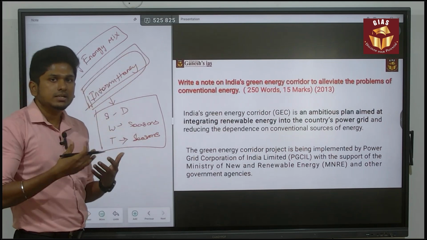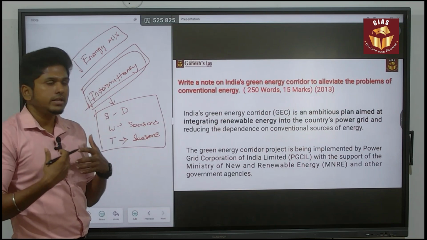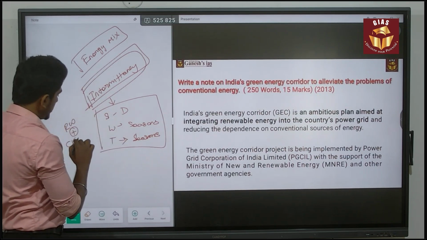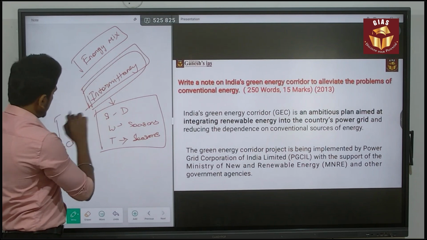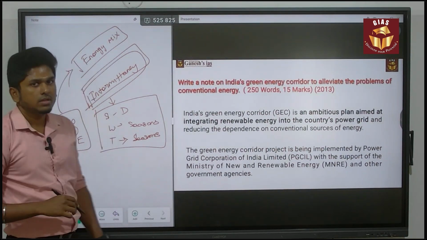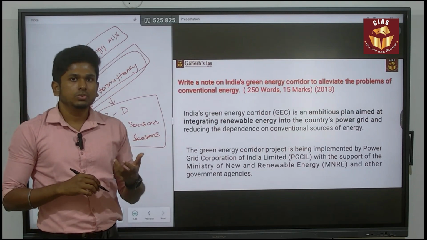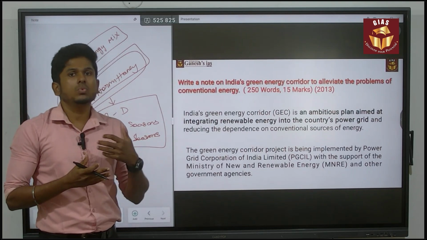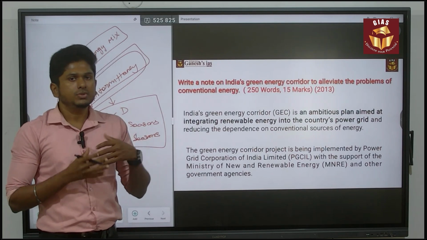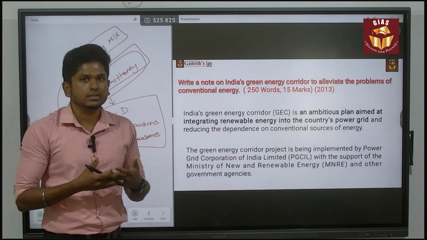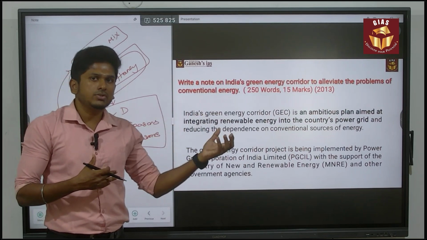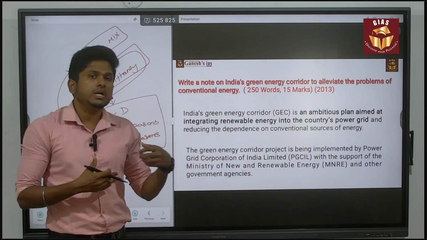So in that scenario, we need to integrate renewable energy with conventional energy sources. That is called the energy mix. That is the major issue. And also there is a fluctuation in the voltages. That is also a major concern when it comes to renewable energy. So these are certain issues we need to address. Without addressing them, we won't be able to achieve the target of 2030. So that is the major concern.